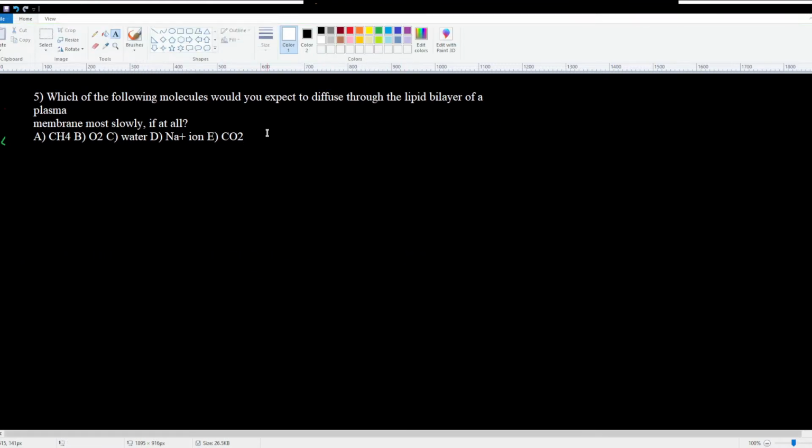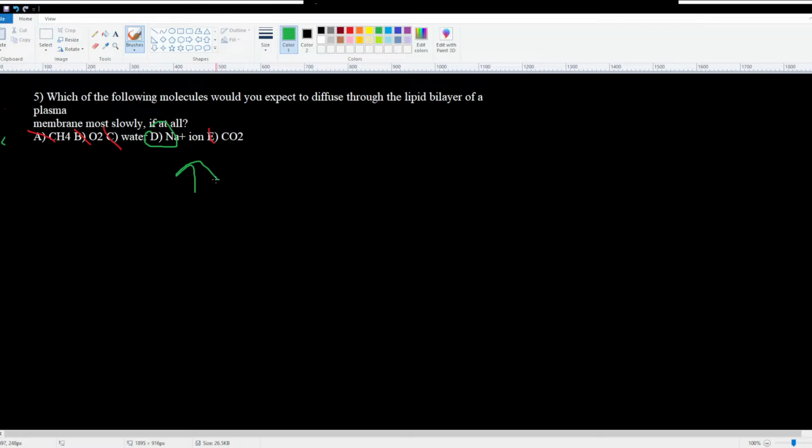Which of the following molecules would you expect to diffuse through the lipid bilayer of a plasma membrane most slowly, if at all? Okay, so let's just go over this. This one's real quick. This one's kind of a review of the previous question. Oxygen, that's going to go right through. That's both small and nonpolar. Methane, small and nonpolar, once again. Water is the exception. CO2, small and nonpolar, leaving a sodium ion as the correct answer.